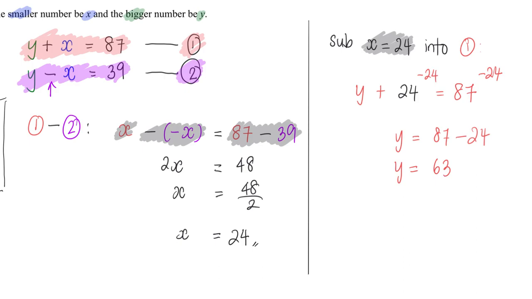Last but not least, let's do a quick check, by substituting the values of y and x into equation 2. Okay, so y is 63 minus my x, which is 24. And let's see, what value does this give me? Oh, it gives me 39. That means my answer is correct.